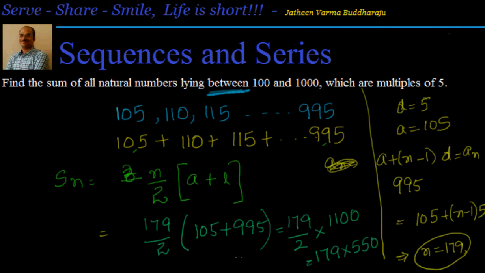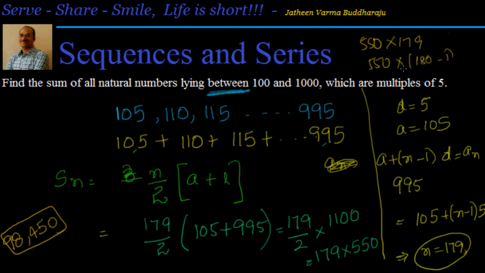You will be getting something like, I know 550 into 180 is 99,000. So if I take 1, it should be 98,450. You are aware of this? Whenever you have to multiply big numbers like this which are near to the next one, you can just simply say it as 550 into 179. I don't need a calculator. I can simply say 550 into 180 minus 1. I know this is 99,000 minus 550 will give me 98,450.